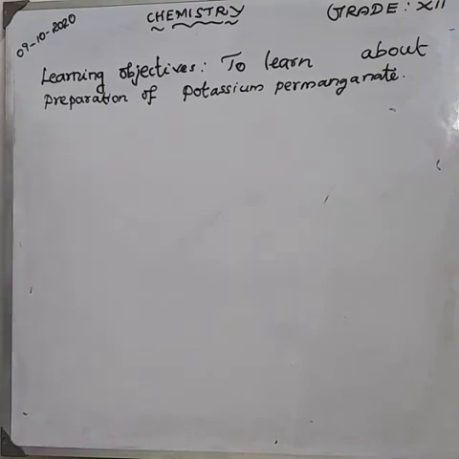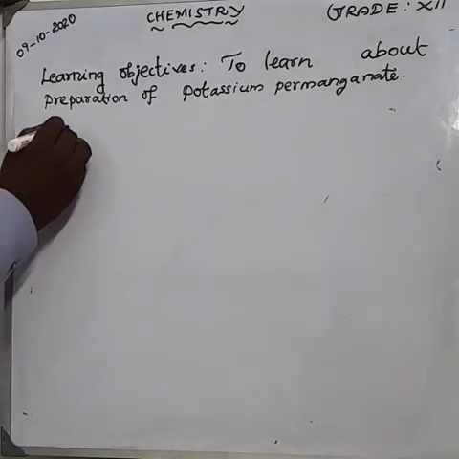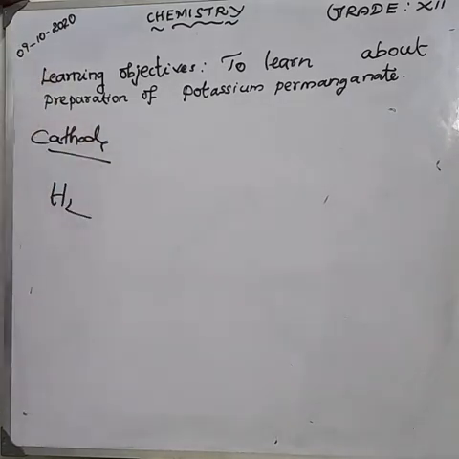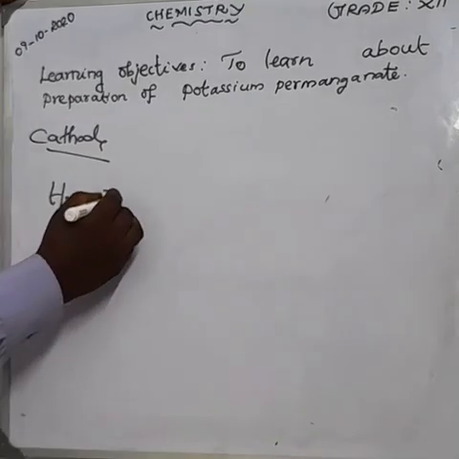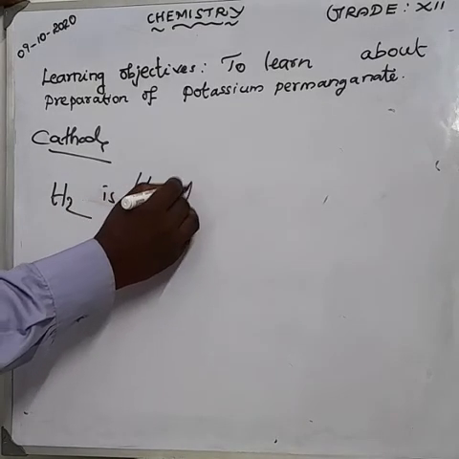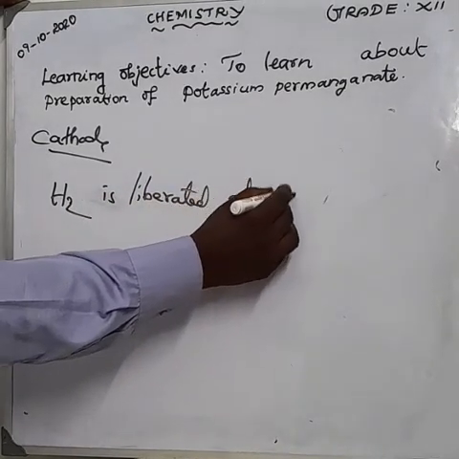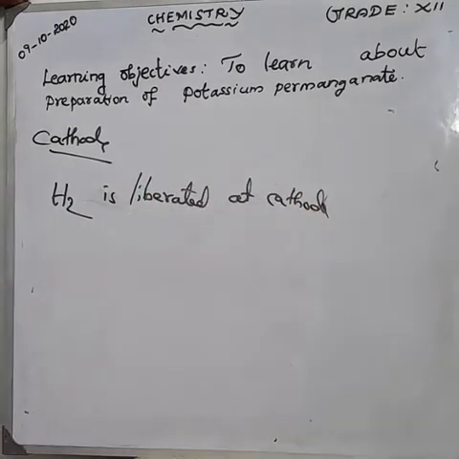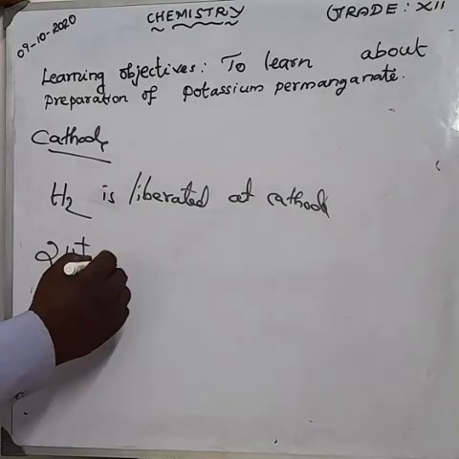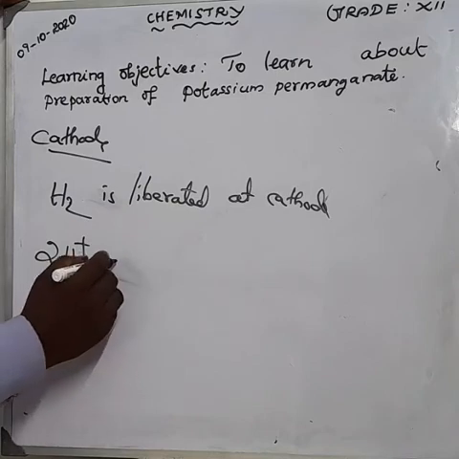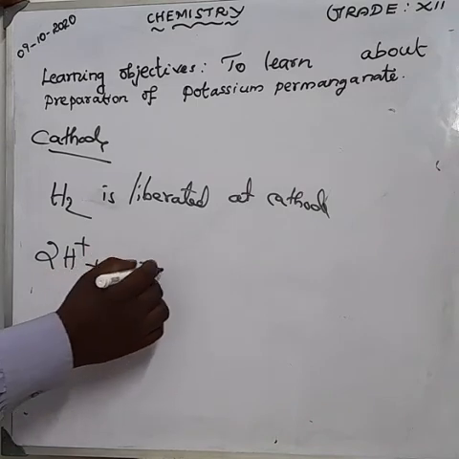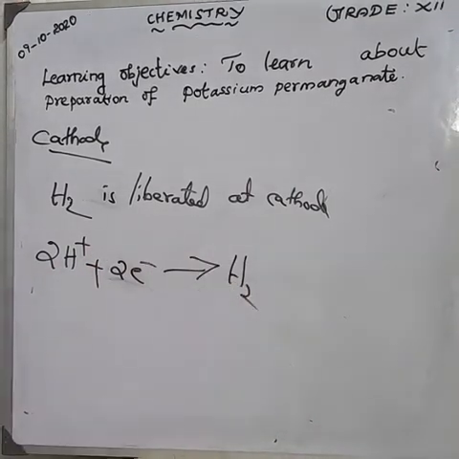At the cathode we are taking hydrogen. Hydrogen is liberated at the cathode. That is 2H plus ion plus 2 electrons. We are adding 2 electrons. 2H plus ion plus 2 electrons, we get H2. Where does this reaction occur?